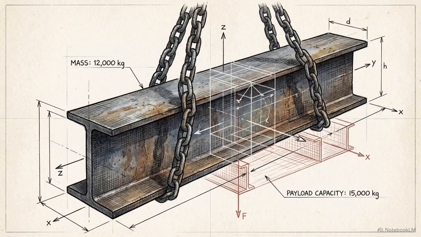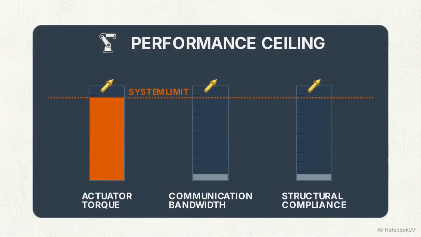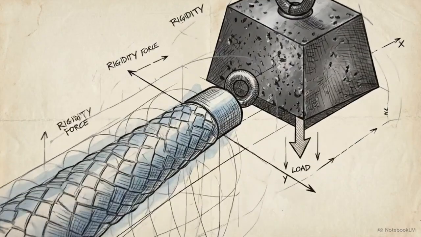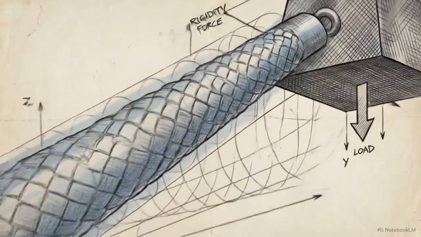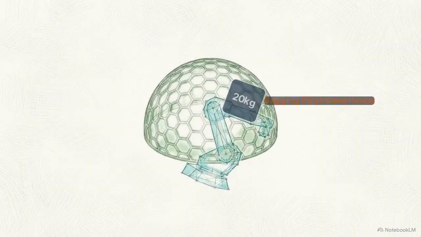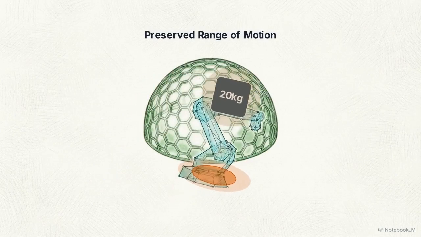Payload capacity dictates the mass a manipulator can handle. It is bound by 3 factors: the raw torque of the actuators, the communication bandwidth, and the structural compliance of the arm. When encountering a heavy external load, structural compliance, or physical sagging, is the primary failure point. The arm bends before the motors fail. Soft robotics utilize localized stiffening. When detecting a load threshold, the system alters the arm's material properties, aggressively rigidifying to reduce end effector compliance. By rigidifying only where necessary, the arm supports a heavier payload while preserving the required range of motion for the manipulation task.